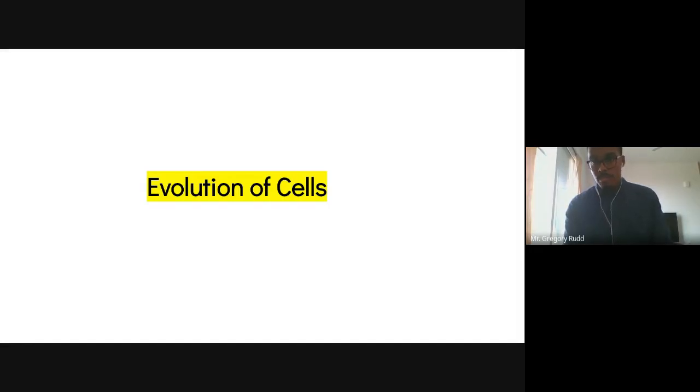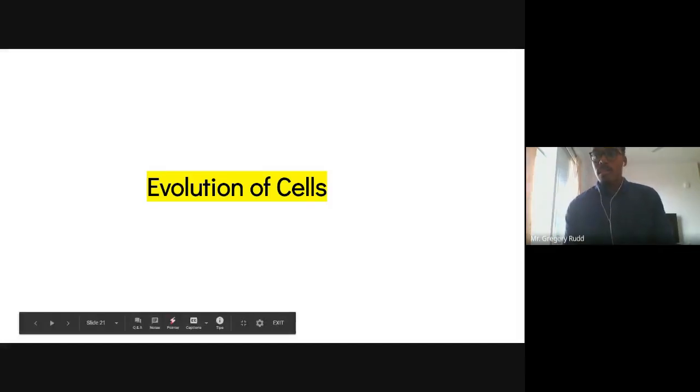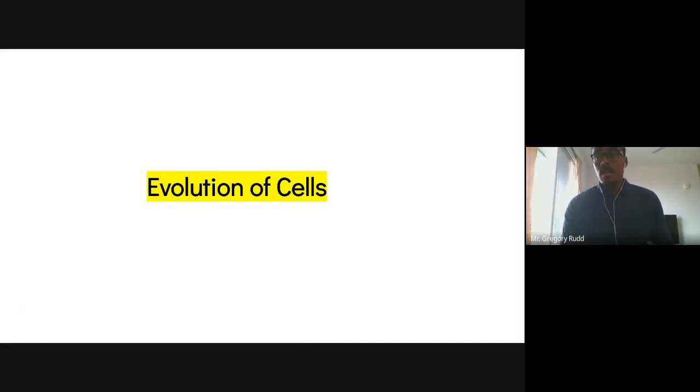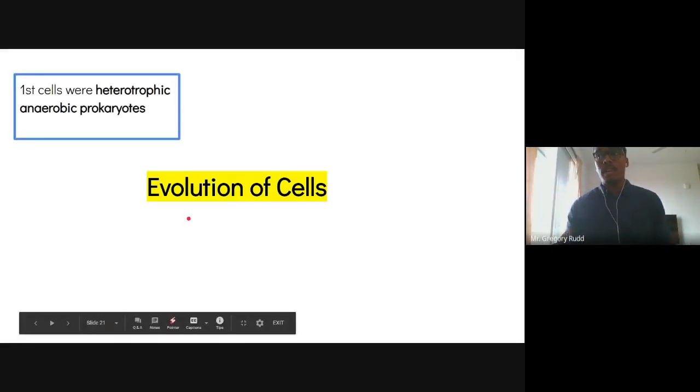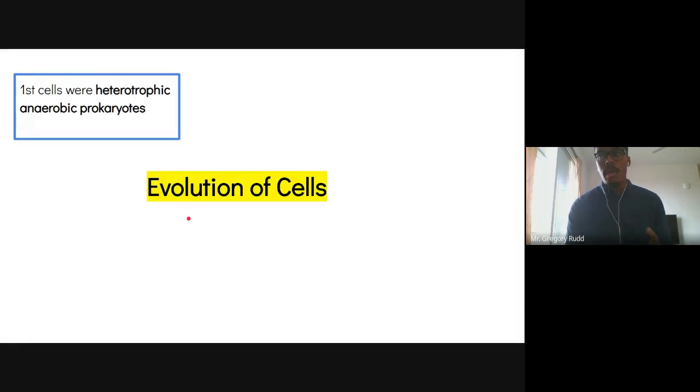So cells evolved, right? Because the early environment on the early Earth was not conducive to life. So as soon as life does become a thing on Earth, we start off with these heterotrophic anaerobic prokaryotes. That sounds like a lot. And the asynchronous assignment for today is really going to help explain to you all what that means.